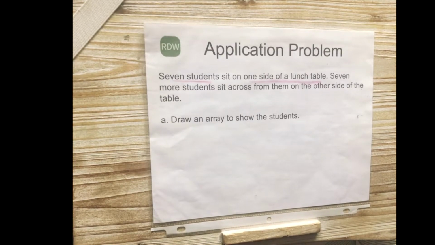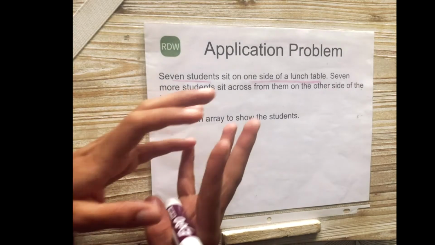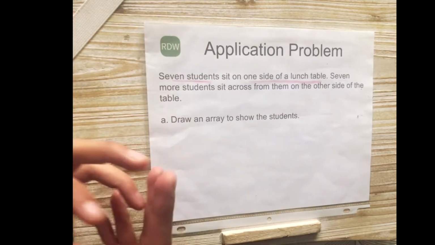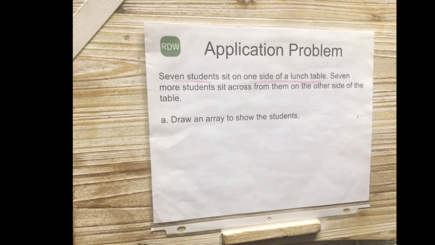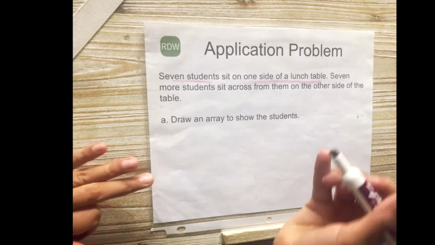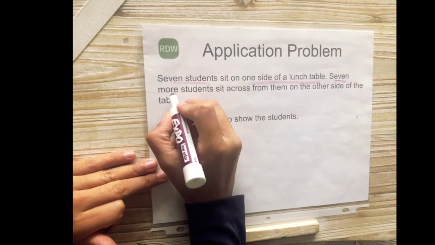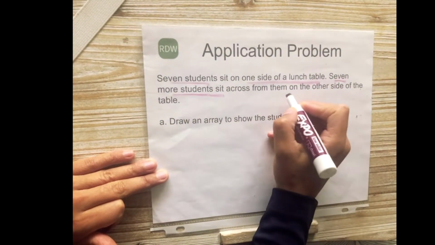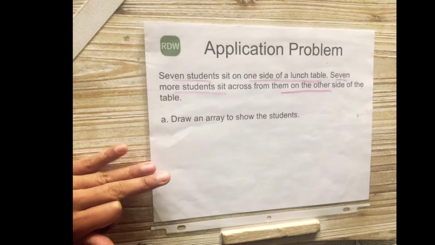Let me think. If I had 7 students sitting on the side of a lunch table and then 7 more students sit across from them, that means that the number of students had to increase, right? It had to get bigger because no students left the table. Actually, 7 more students came. So I'm also going to go ahead and underline that because that is also important information.